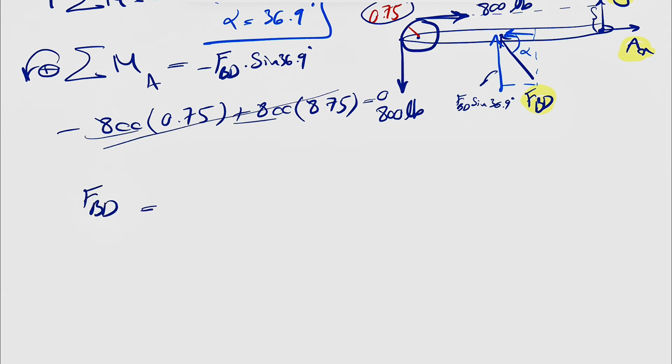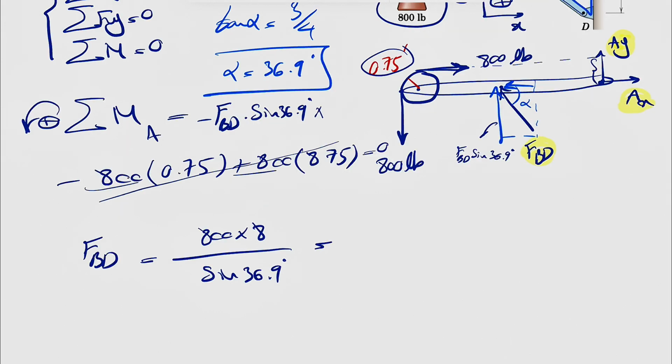So we can factor 800 in here, so it will be 800 times 8 divided by sine of 36.9. Oh, one thing I forgot in here, I forgot the distance for this one. So that would be the force, and the distance would be what we have from here to here, which is 4. So we're missing a 4 here, which is going to come in here.